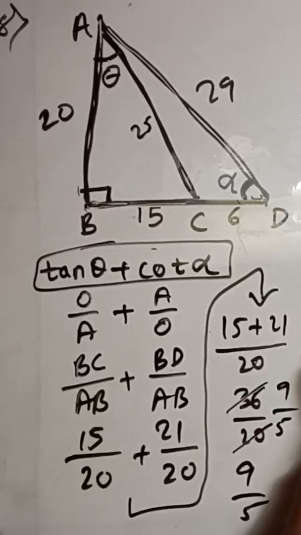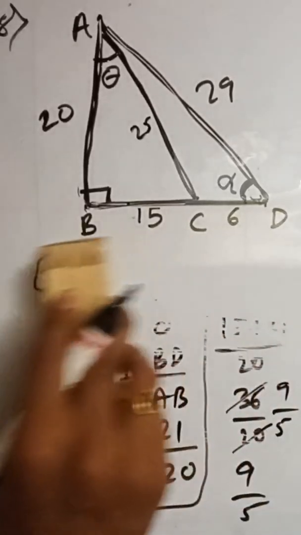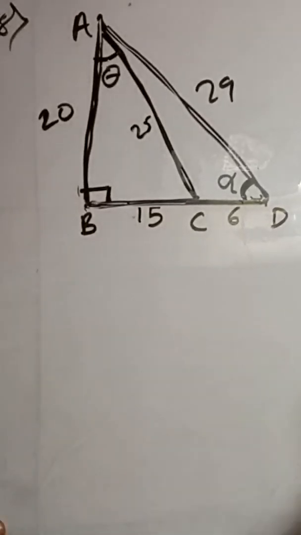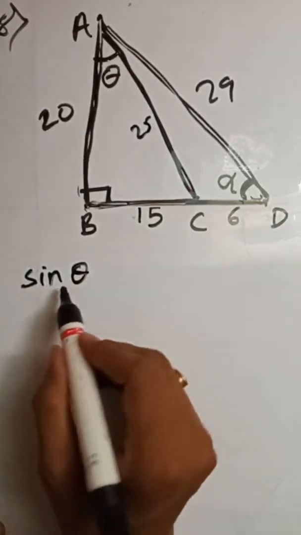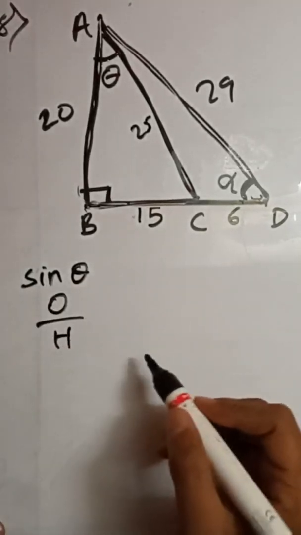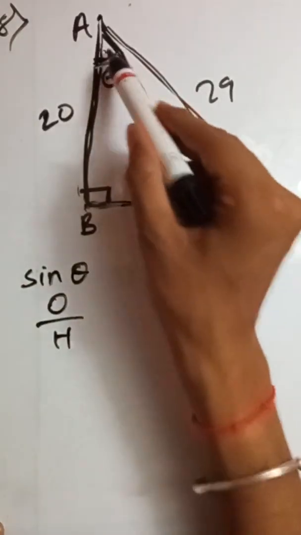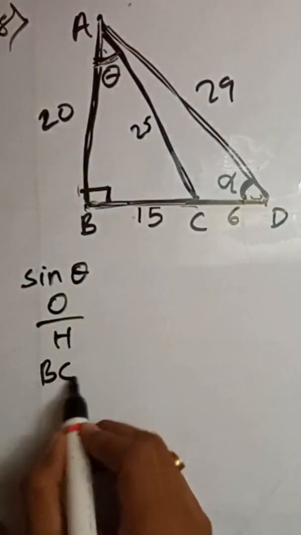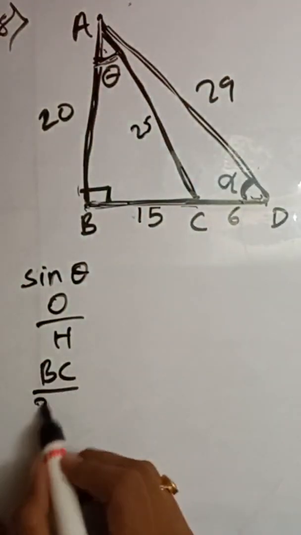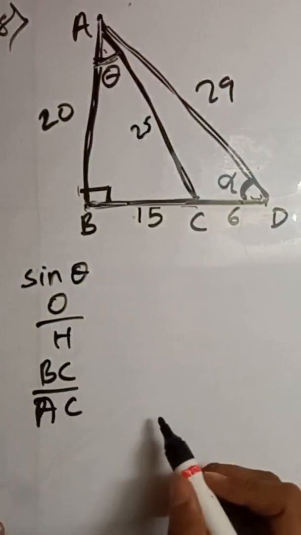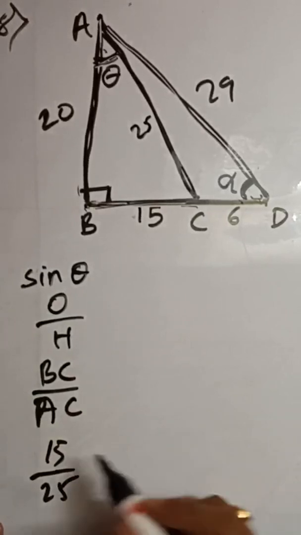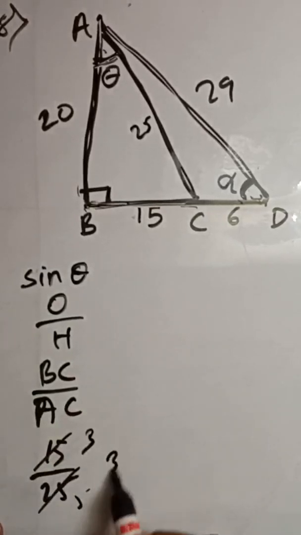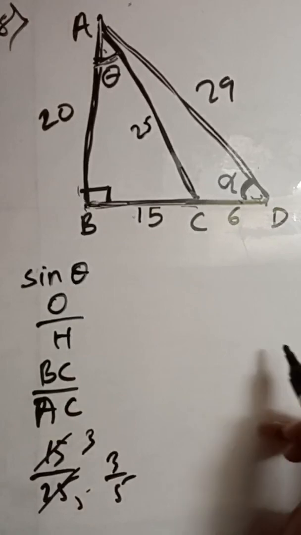Next is sin theta. What is sin theta? Sin theta is O upon H. Theta is here, so opposite is BC and hypotenuse is AC. BC is 15, hypotenuse is 25. So 5 3s are 15, 5 5s are 25, and the answer is 3 upon 5. Done.